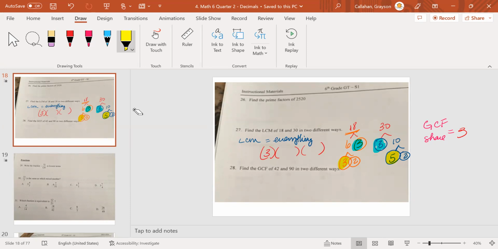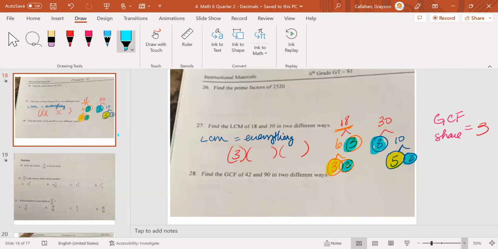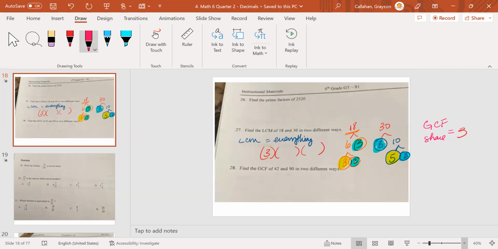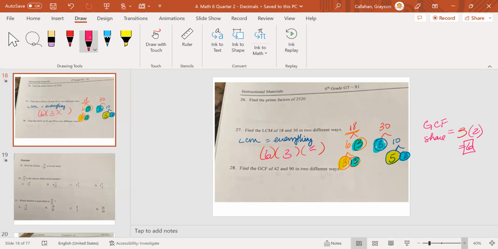Oh, you know what? No, greatest common factor is not just 3. They share a 3, but what else do they share? A 2. So your greatest common factor is gonna be 3 times 2, which is 6. What else do they not share? 3, and a 5. So 3 times 5. So your lowest common multiple is gonna be 30 times 3, which is 90. Do you see how that's a very big number?